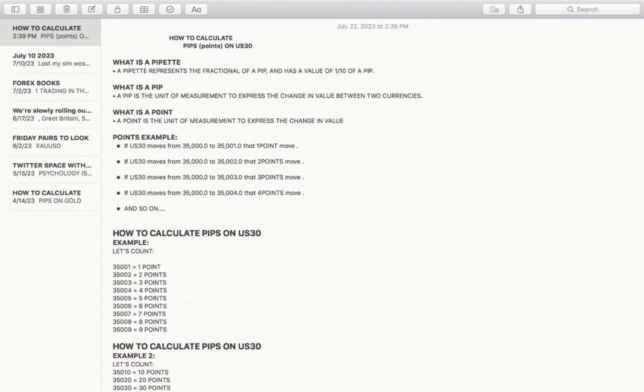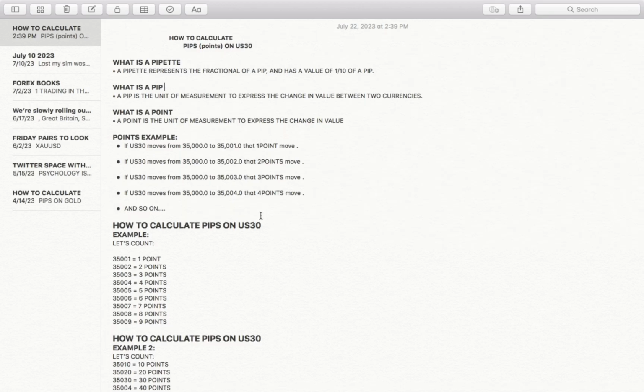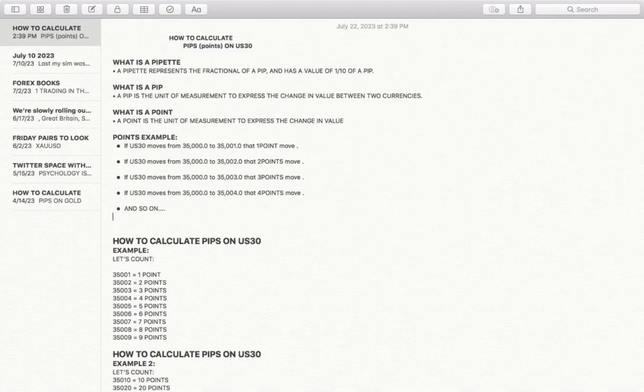So the formula is actually pip value. Just take your time and watch this video carefully. I'm going to write it here for you. Pip value, I talked about this before, so check the description of this video, equals the number of lots, the lot size, times the contract size, times the pip size.